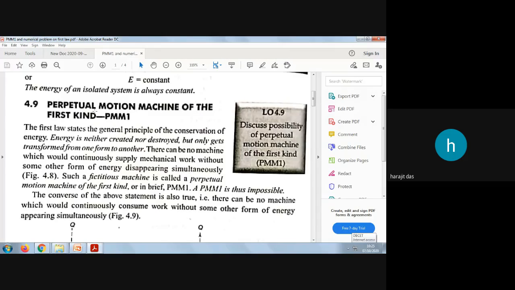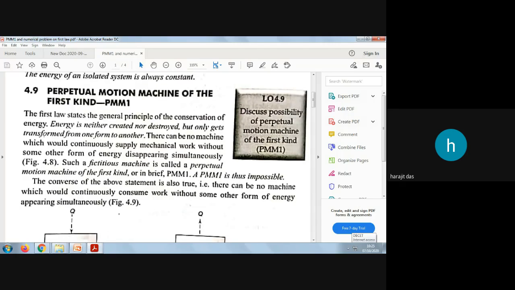So what is that machine? What we have come across is that energy is neither created nor destroyed, but only gets transformed from one form to another. So this is the basic first law, or first principle of energy. Work can be transformed to heat, and heat can be transformed to work. So energies are transforming, or can be transformed.